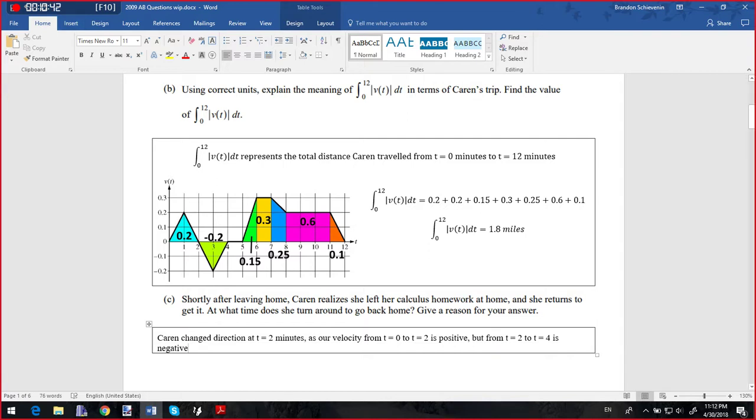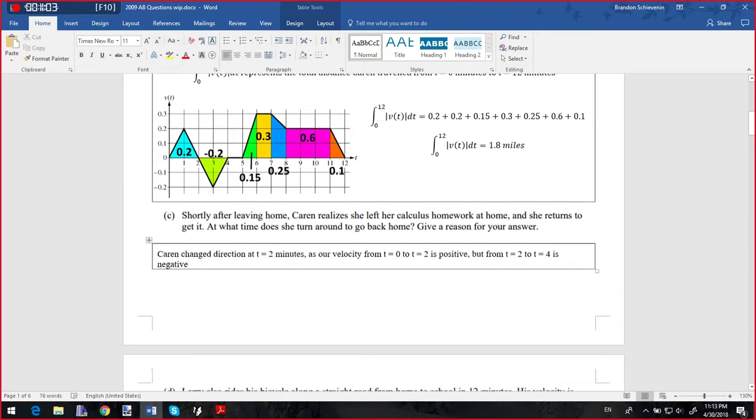It's kind of cool. You can actually see on the graph she has no velocity from 4 minutes to 5 minutes. So she wasn't making any progress towards school or away from school. That means she was at our house trying to find her calculus homework. Alright, so that should work as far as a reason for our answer.